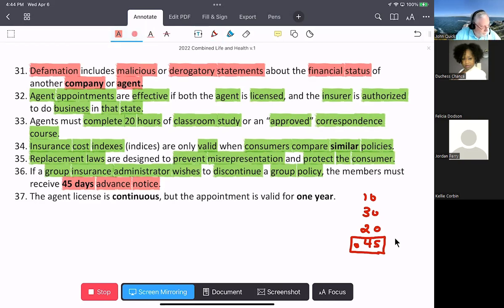Now, remember again, in North Carolina, you don't have to renew your agent license. The license is continuous, but the appointment is only good for 1 year at a time. So the insurance company has to renew your appointment.